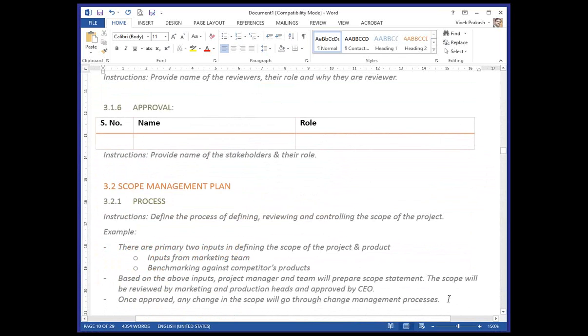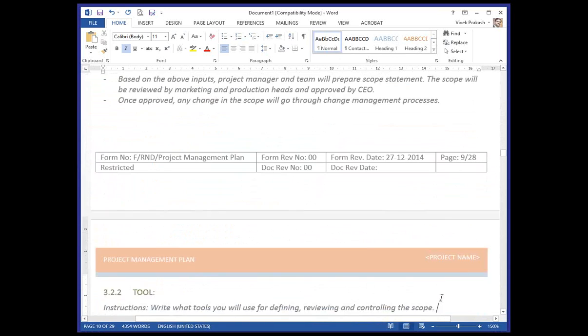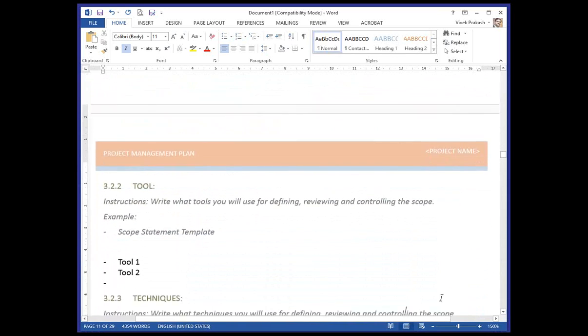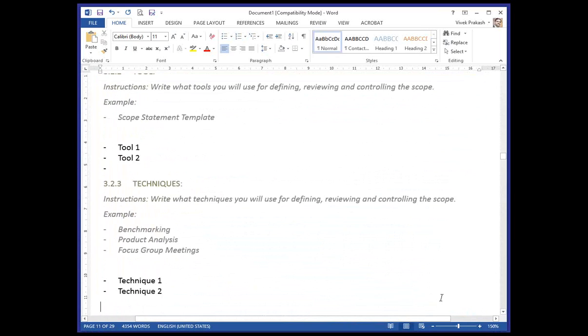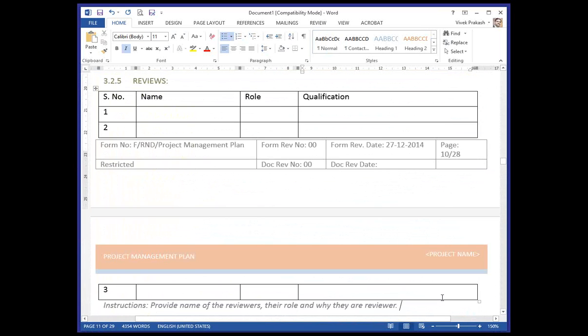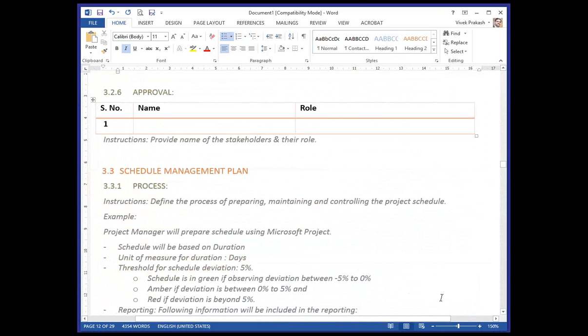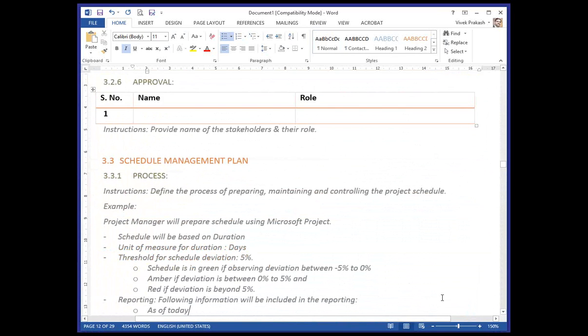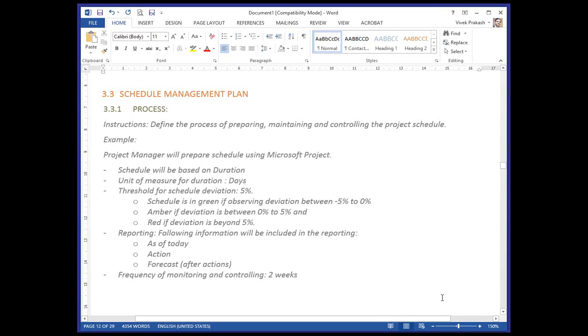Similarly, scope document. What is the process, tools, techniques. Similarly, if you go below, then you see a schedule management plan. What is the process of schedule management? Schedule will be based on duration. Unit of measure for duration is days. Threshold is 5%, minus 5% to 0%.